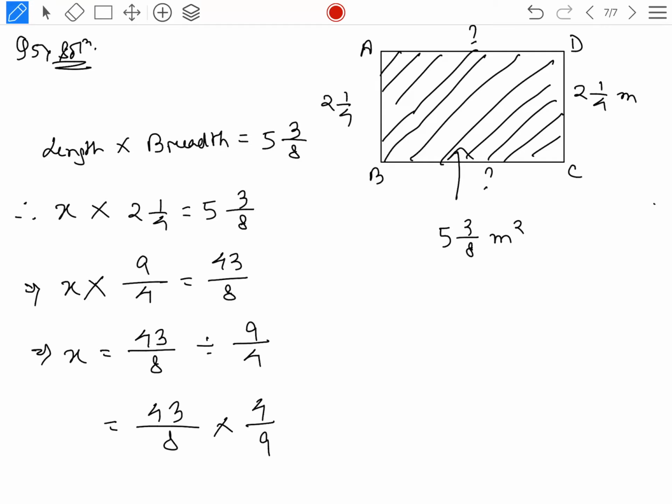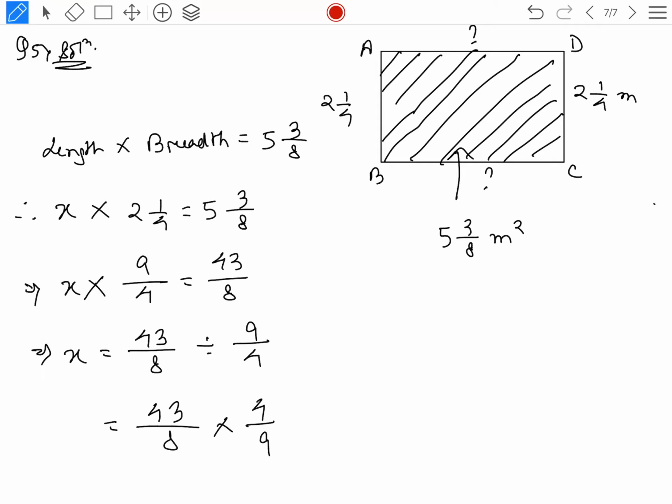Then question number 6, it is a question of multiplication. It is given a train covers 84 by 5 km in 1 hour. How much distance will it cover in 4 by 4 hours? So in 1 hour it is 84 by 5, so in 4 by 4 hours, multiply 84 by 5 into 4 by 4.